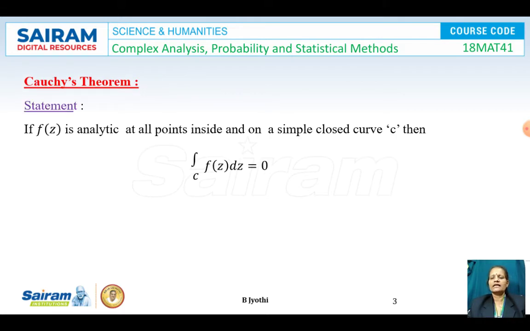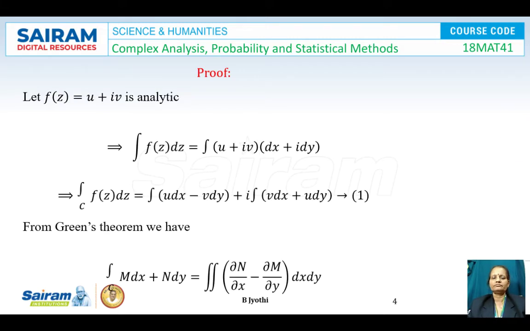So now let us do Cauchy's theorem. The statement of Cauchy's theorem says that if f of z is analytic at all points inside and on the simple closed curve C, then the integral along C of f of z dz is equal to 0. This is the statement. Proof.